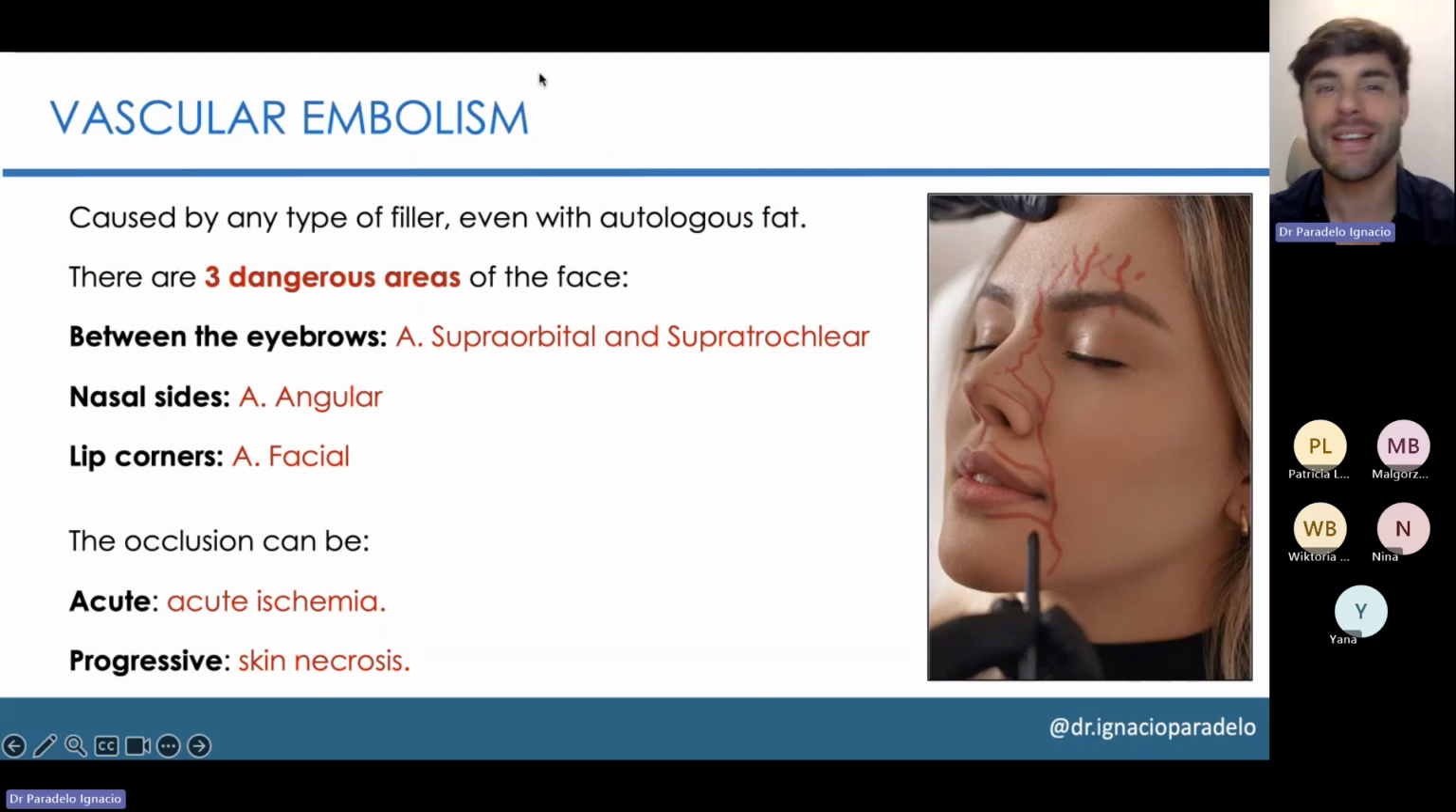And the last complication and the most feared one is the vascular embolism. The vascular embolism can be caused by any type of filler, even with autologous fat. Okay, there are 3 dangerous areas of the face that we have to take care of. One of them is between the eyebrows, because we have the supraorbital and the supratrochlear arteries. Another one is the nasal side, because of the angular artery. And the other one is the corners of the lips, because of the facial artery. And the occlusion can be acute, so we are going to have acute ischemia, or a progressive occlusion that will produce skin necrosis.